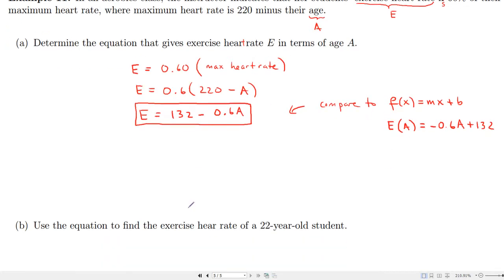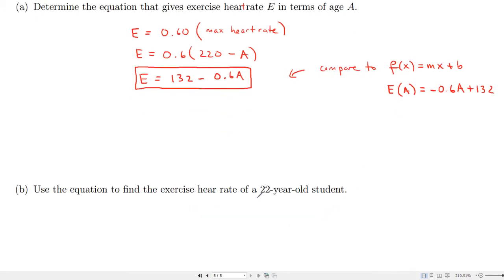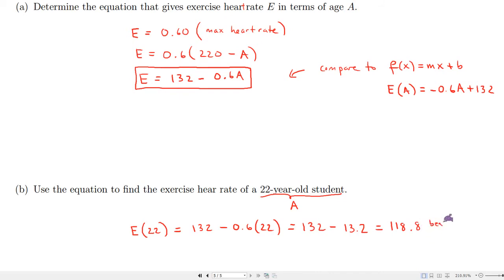Then use the equation to find the exercise heart rate of a 22-year-old student. How would we do that? Well, 22 years old is the A value, so all we have to do is substitute that in. We're just going to replace A with 22. So 132 minus 0.6 times 22 is 132 minus 13.2. So we are getting 118.8, and this would be beats per minute. I guess if you want to round up, you could say it's 119.